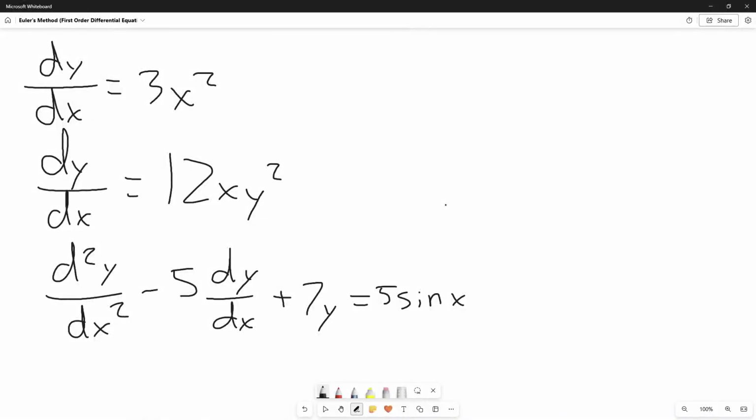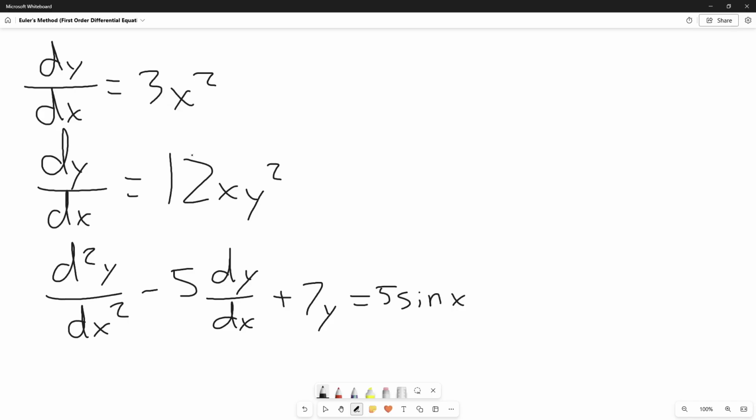So this video is going to go over using Euler's method to approximate the solution of differential equations. And you probably already have a good idea of what a differential equation is. It's just an equation that relates one or more functions and its derivatives to each other. And the solution for these is going to be a function or a set of functions.